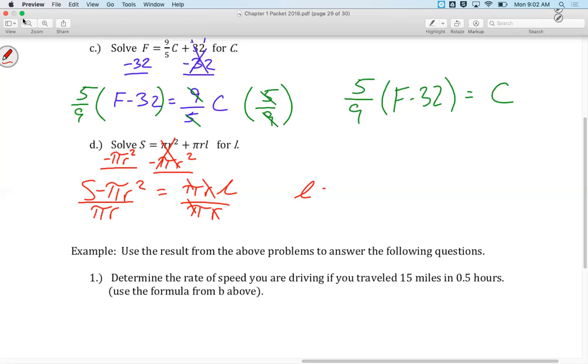So I'm left with L equals S over pi r minus r. Because notice over here, the pi's would cancel, and r squared divided by r is just r.